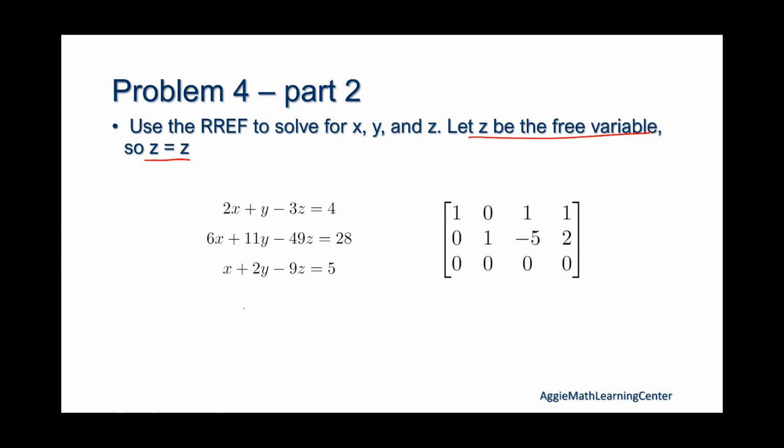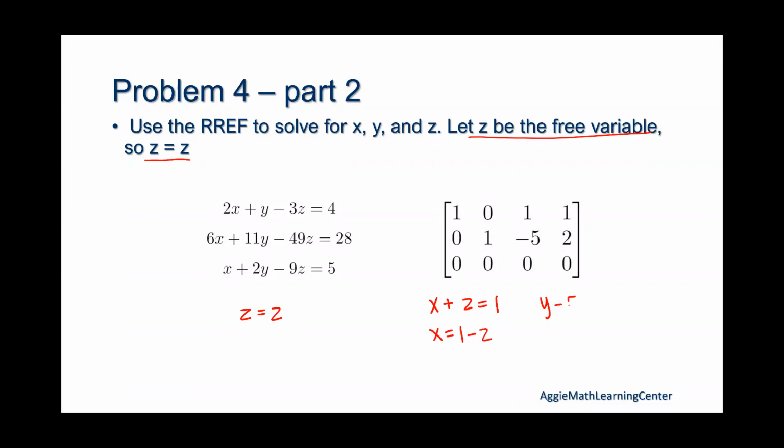So z equals z. So in that case, z equals z. So we have y plus z, sorry, that should be an x. So x plus z equals 1. Now we just want to solve for the variables by themselves. We already have z equals z, so now we have x equals 1 minus z. And then we do the same thing for y.